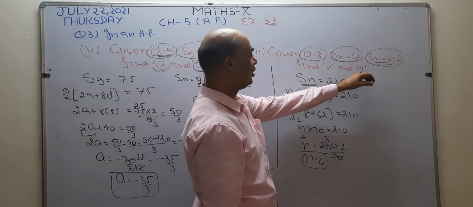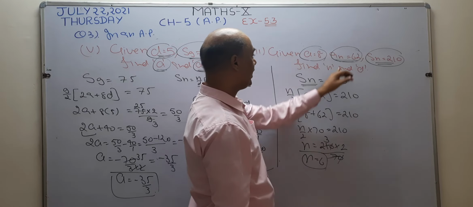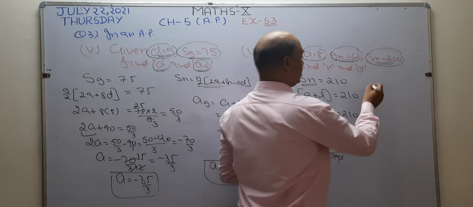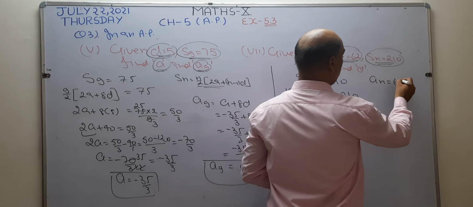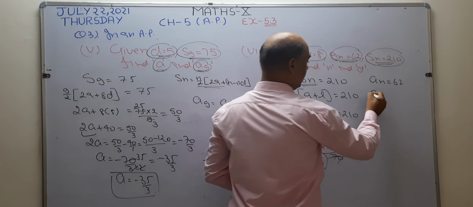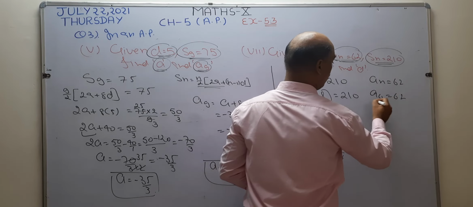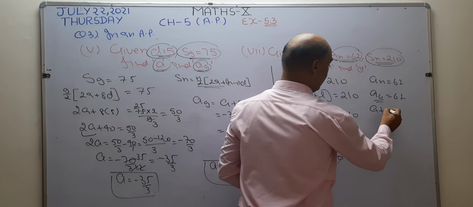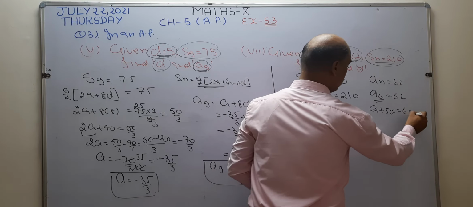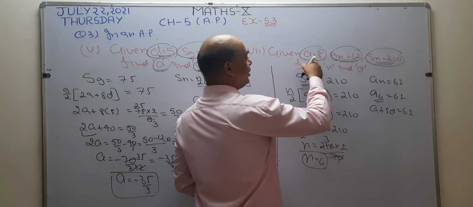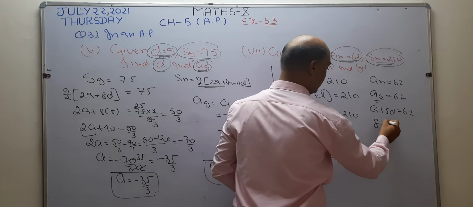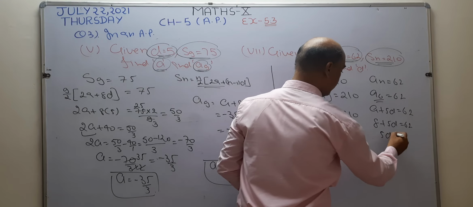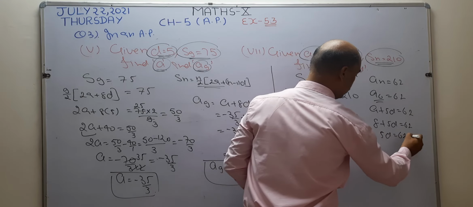Now I want to find the value of d. So instead of n, I want to write 6, because it is given. It is given a n equal to 62. It means, can I write a6 equal to 62? To find the value of a6, the formula is a plus 5d. So I write here a plus 5d equal to 62. Now, the value of a is given. Write here 8 plus 5d equal to 62. So 5d equal to 62 minus 8.